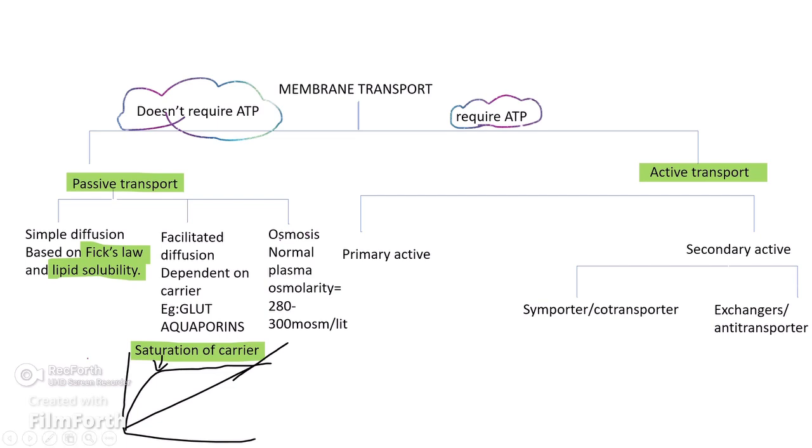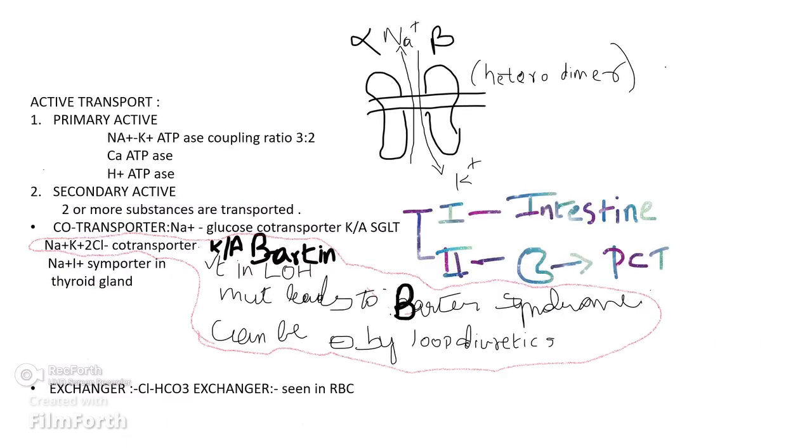Water always follows sodium. And when we use ATP for the transport, it is active transport. Active transport can be primary active or secondary active. Okay. Secondary active can be further divided into symporters or co-transporters and exchangers or antiporters. Symporters or co-transporters will take both the molecules either inside or outside. Exchangers is one molecule inside and one molecule outside. I have explained active transport in the next coming slide.